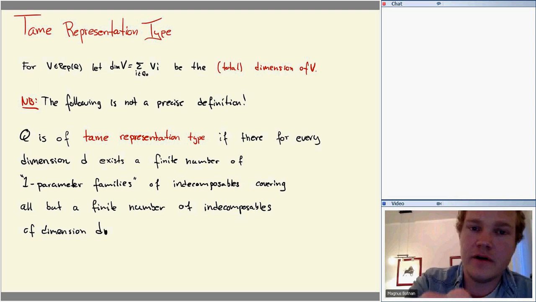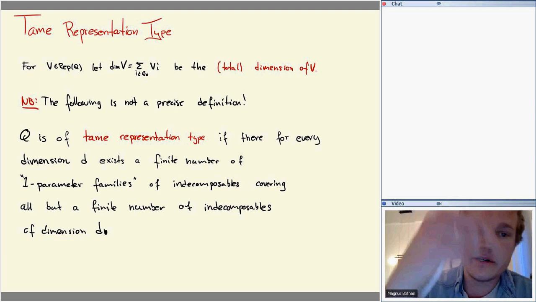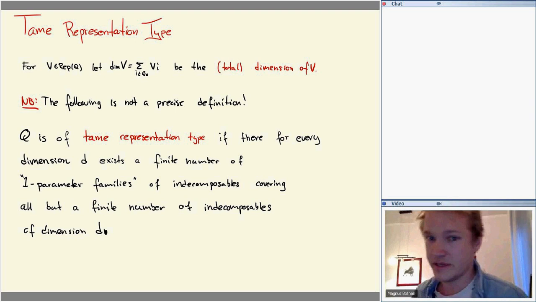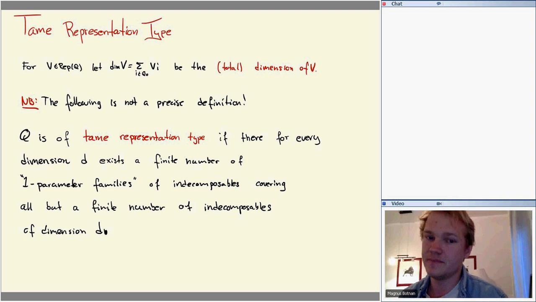So it's supposed to be the sum up there of the dimensions. And we say Q is of tame representation type if for each dimension d there exists a finite number of one-parameter families of indecomposables covering all but a finite number of indecomposables of dimension d. This is where I'm being vague: what does this mean?